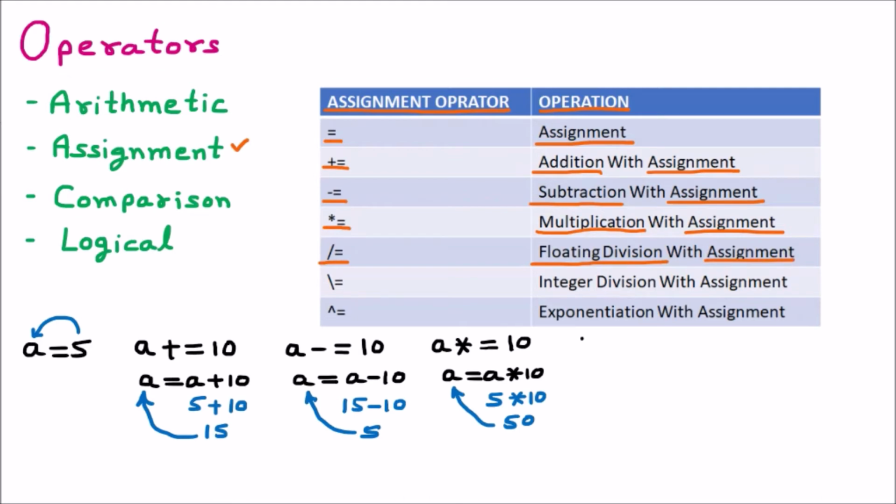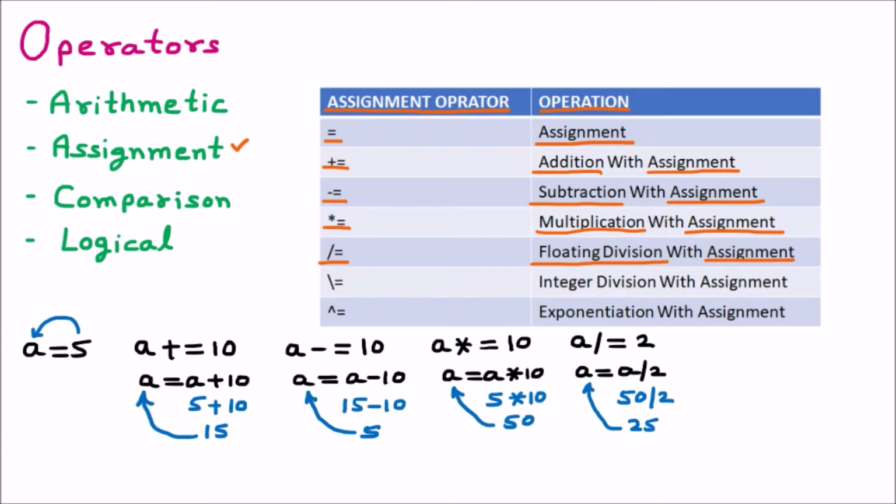The next assignment operator is slash equal to, that is floating division with assignment. If I write a divide equal to 2, it will be a is equal to a divided by 2. The value of a was 50. Now 50 by 2 will be equal to 25. Because it is floating point division, it will take the floating value 25.0. So this will be stored in a. It will take floating numbers also.